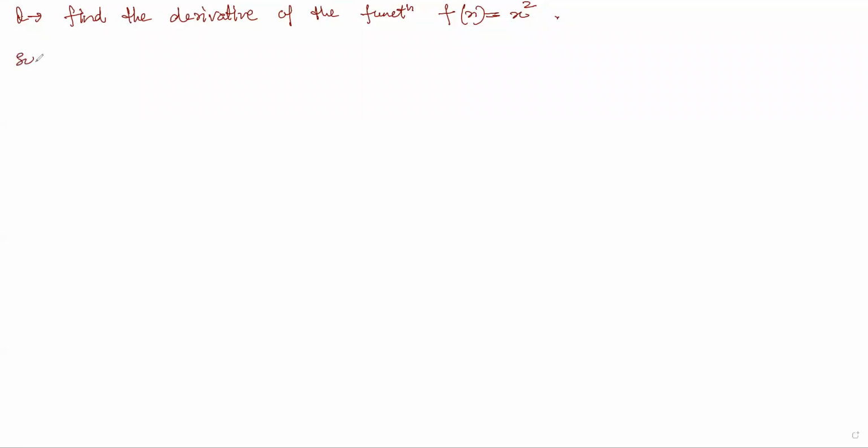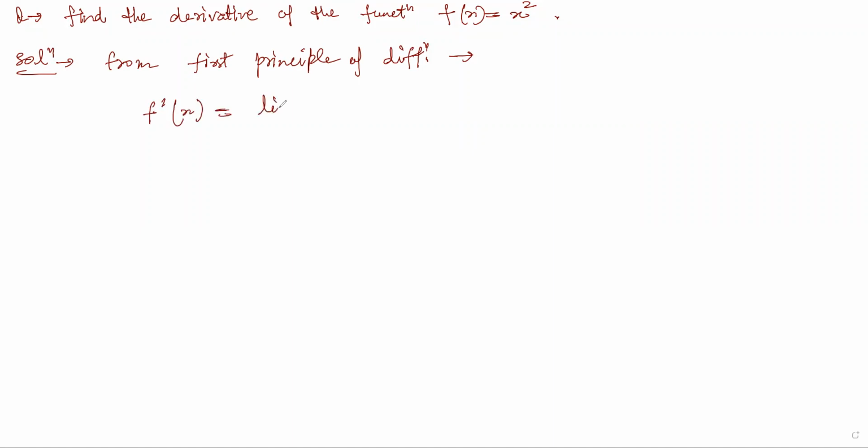Let's start. So from the first principle of differentiation, we can write f dash x as limit h tends to 0, f of x plus h minus f of x, divided by h. Now, if I want to find the derivative, I have f of x as x square. What should be the value of f of x plus h?